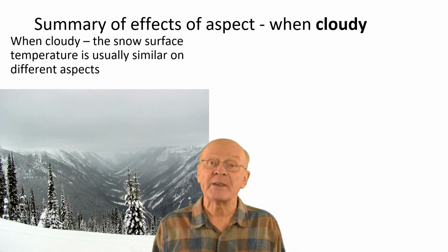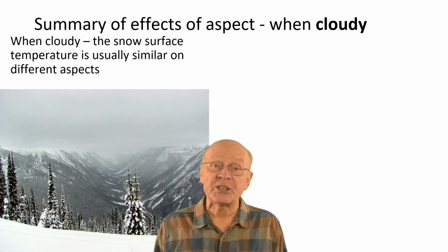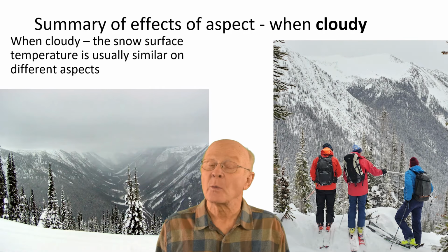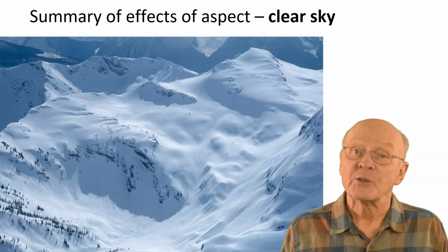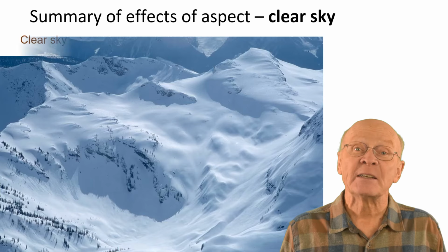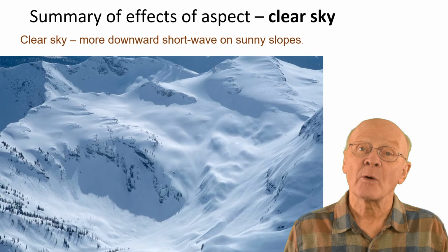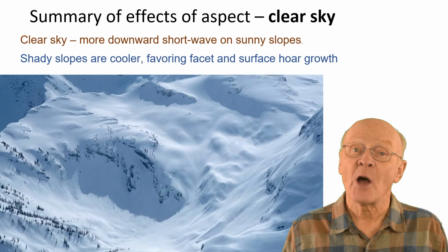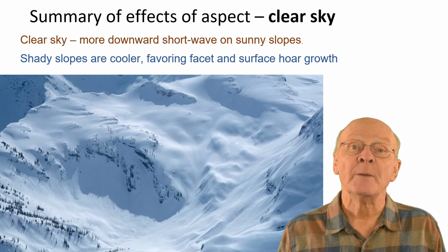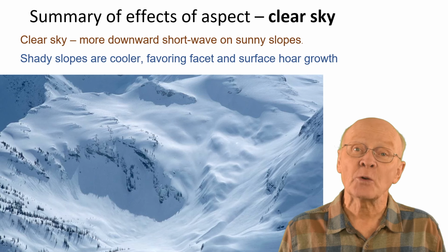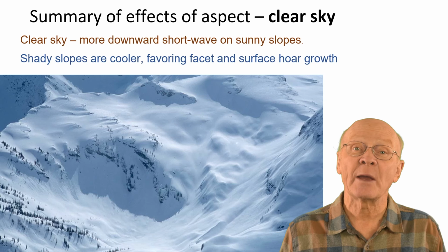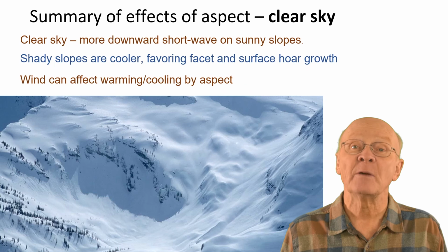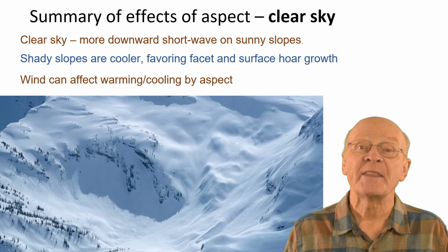When the sky is cloudy and there's little wind, the net energy exchange and the snow surface temperature are usually similar in different aspects. This is true whether or not it's raining or snowing. During the day, when the sky is mostly clear, sunny slopes are warmer because there is more incoming shortwave. During the night, slopes with a large view of the sky will emit long-wave radiation similarly. However, the snow surface on shady slopes often reaches cooler temperatures because they receive less shortwave during the day. Where the wind affects the snow surface, it can, depending on its temperature, warm or cool windward slopes more than leeward slopes.